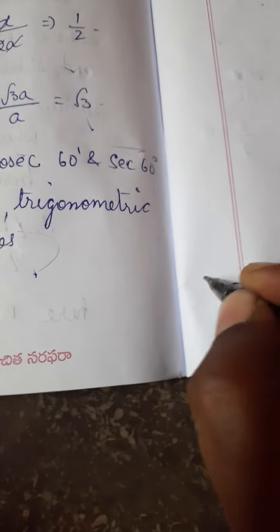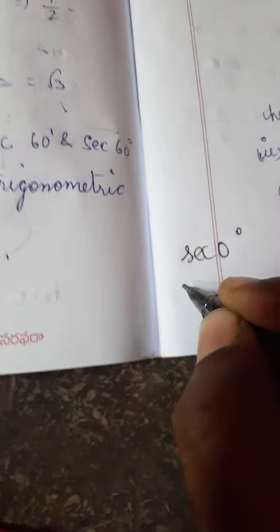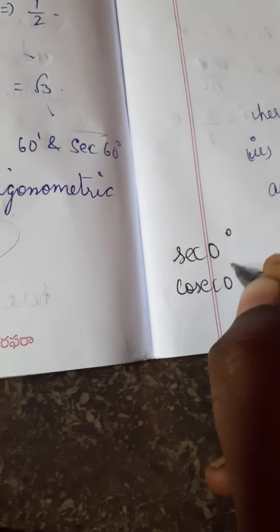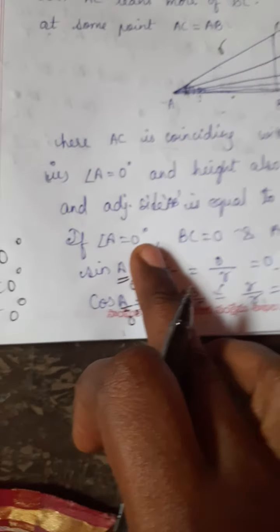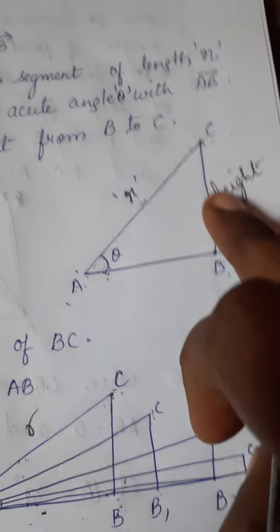Now similarly you have to find the values for secant 0 degrees, cosecant 0 degrees, and cot 0 degrees. AB is equal to AC is equal to R, use this triangle and find the values.